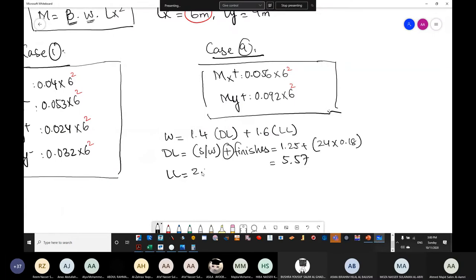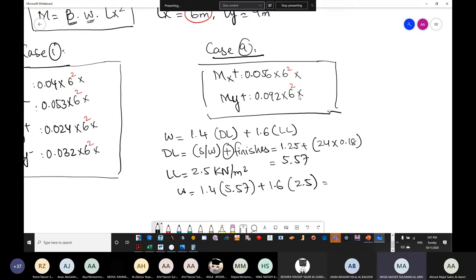So 2.5 kilonewton per meter square. Eventually, you need to calculate your W, that is 1.4 multiplied by 5.57 plus 1.6 multiplied by 2.5. Can anybody calculate this one for me and give me the answer? There, it's 11.798.